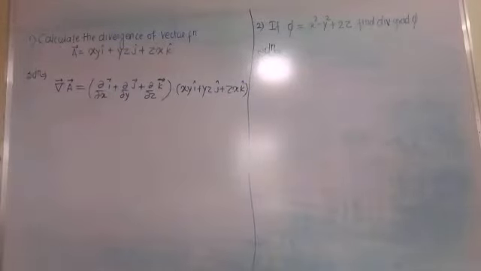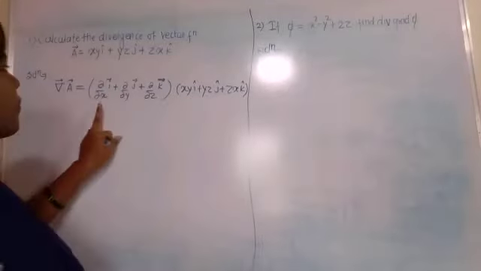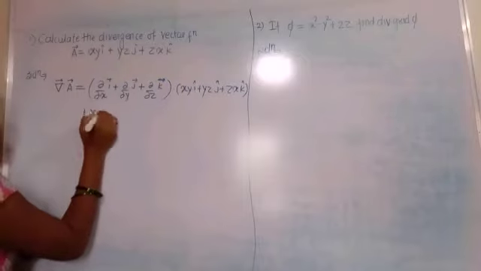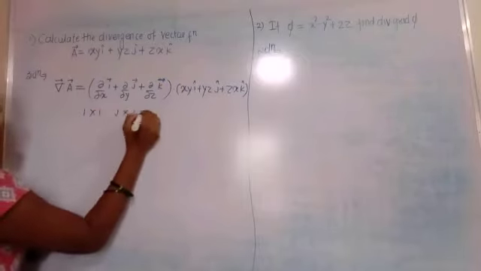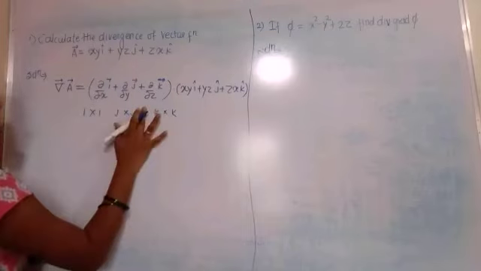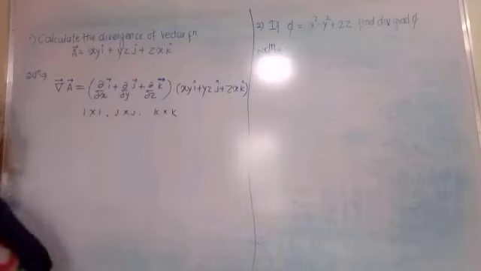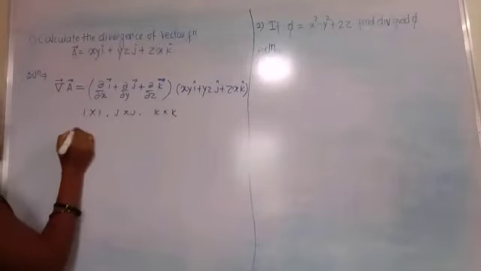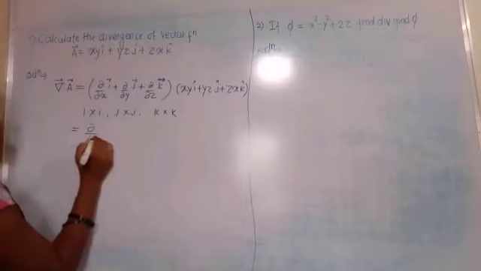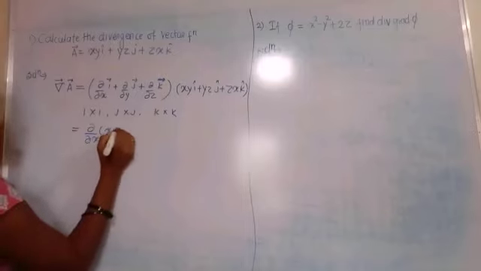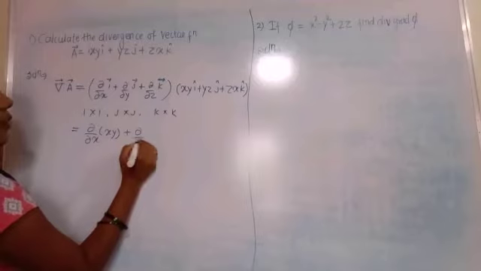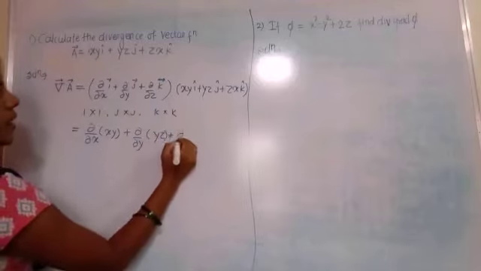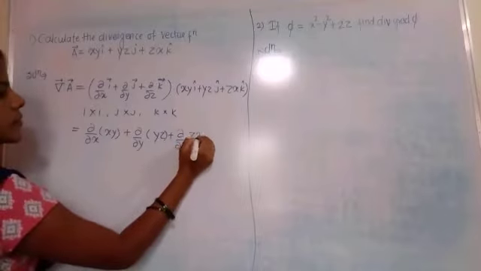So we have to multiply i into i, j into j and k into k, because the other values become 0. That is why we multiply i into i. So we get del by del x of xy plus del by del y of yz plus del by del z of zx.